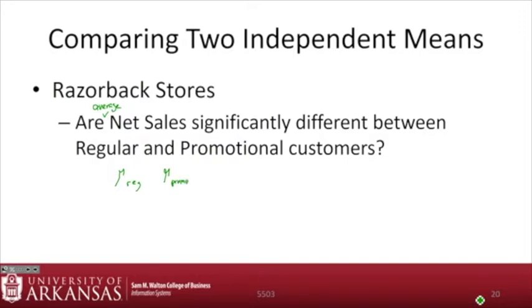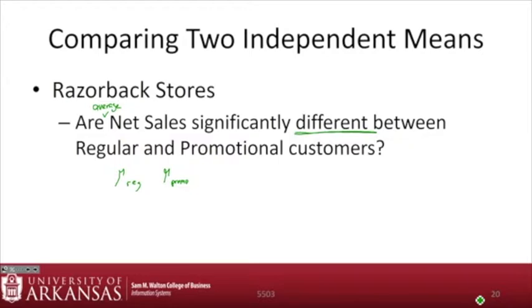So what symbol should go in between there for my alternative hypothesis? Not equal. Not equal to. Why would I pick not equal to? That's my keyword there. I'm just looking for differences. I don't know if one's greater, I don't know if one's less.